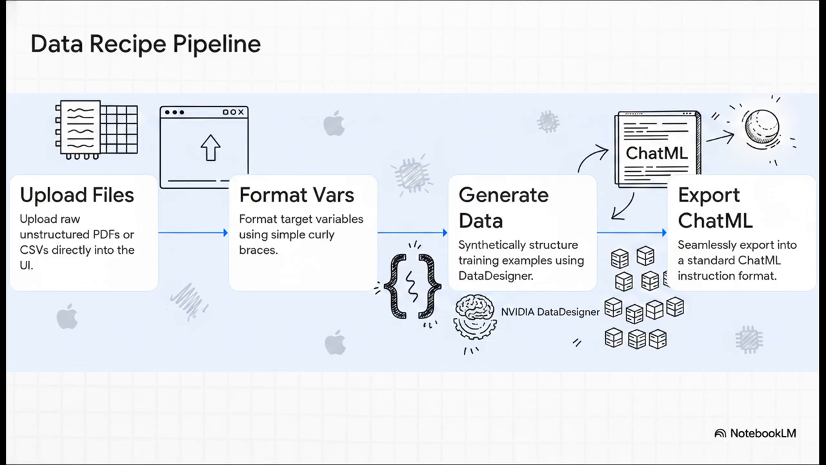First, you just upload your raw, unstructured files like PDFs or CSVs directly into the browser UI. Next, you format your target variables using simple curly braces. Then, the system actually leverages NVIDIA Data Designer under the hood to synthetically generate and structure your training examples. Finally, it exports the whole shebang into a standard format, like ChatML, that your model can actually understand. It completely effortlessly takes messy human documents and seamlessly turns them into a structured, instruction-following dataset. It's a real game changer.